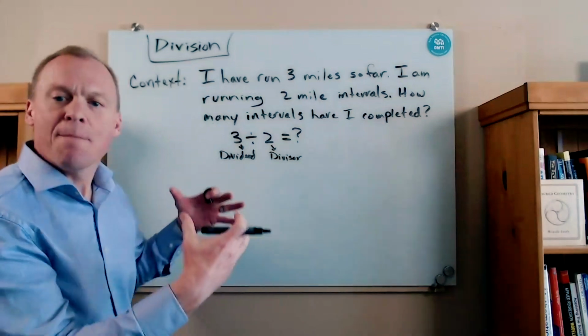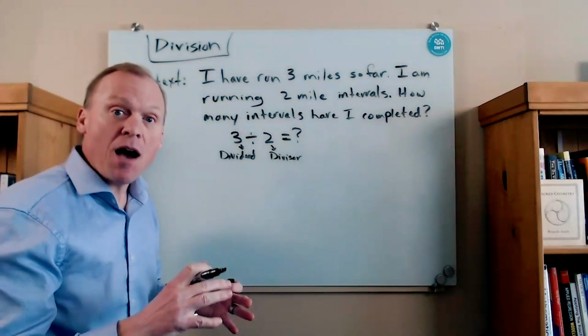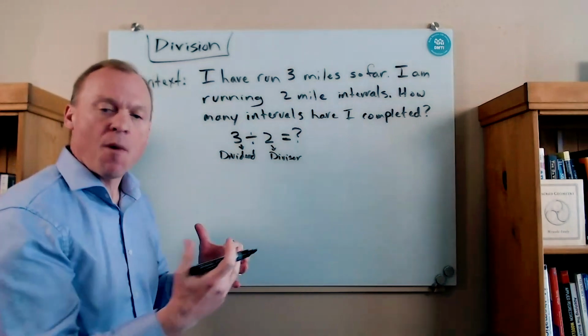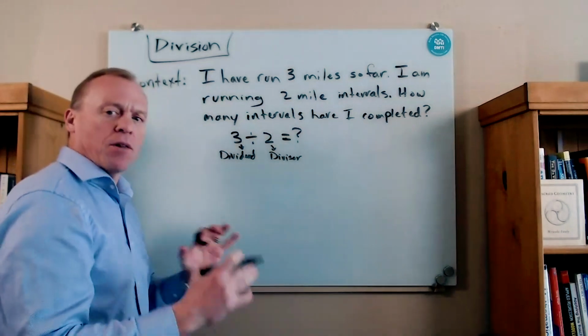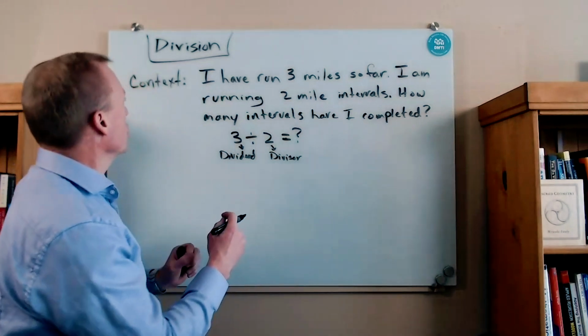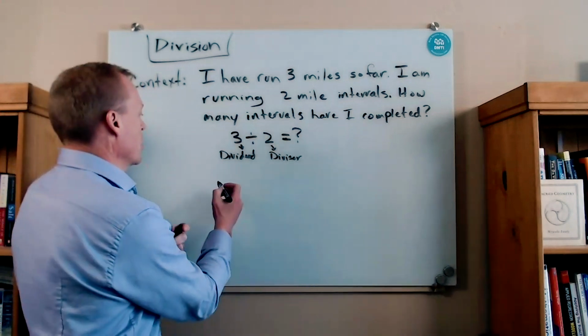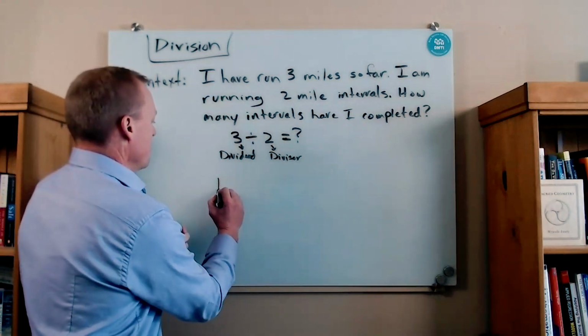So the dividend is really the amount that we're starting with. And so right now I'm going to focus on the quantity. So I'm going to use a bar model to represent that. Bar model or a number line are really good visual models to get a sense of the concept that we're working on.